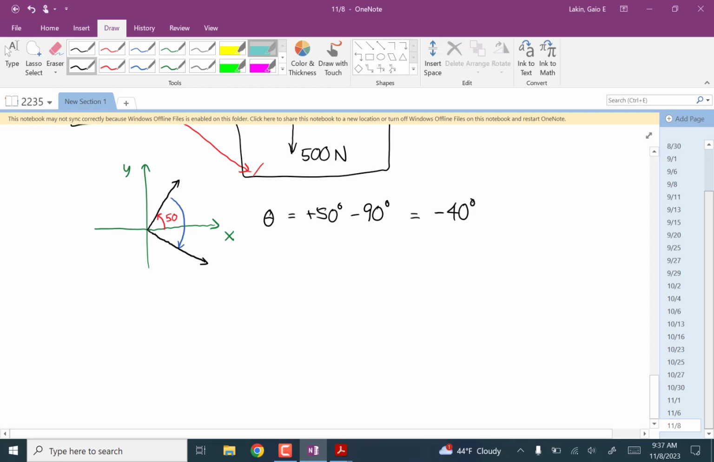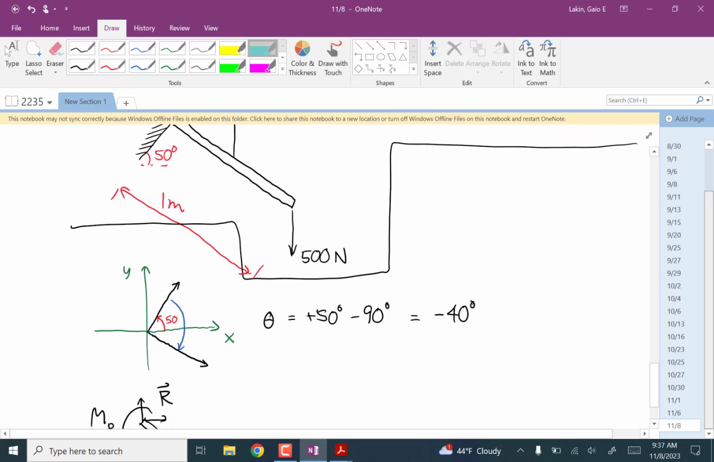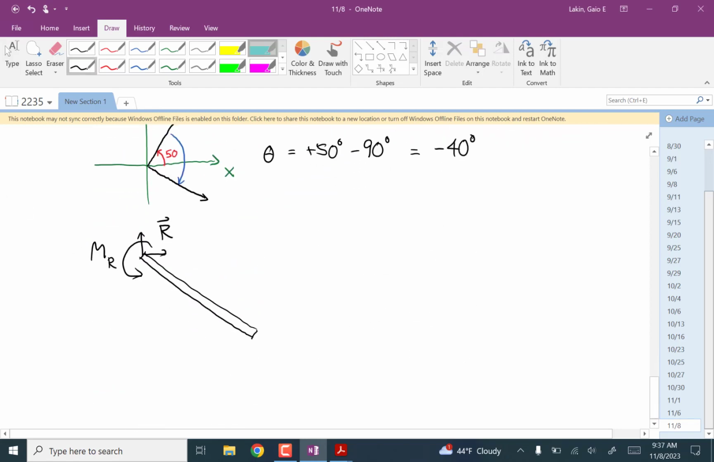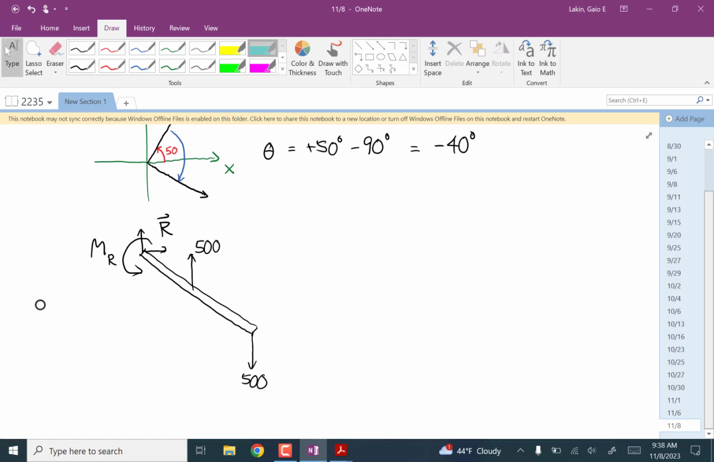Okay, so free body diagram. We have this reaction force R and this reaction couple MR. And then a 500 Newton force there, and a 500 Newton force there. And I'm going to choose this as my about point.